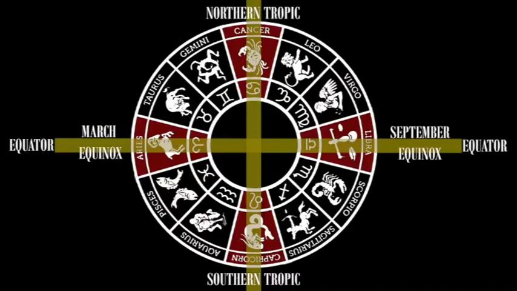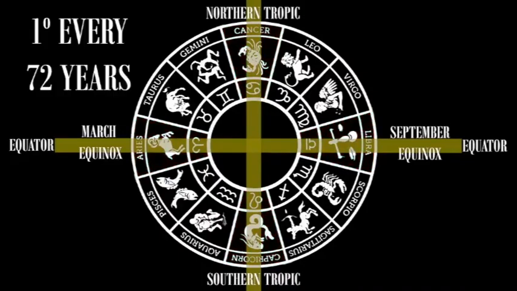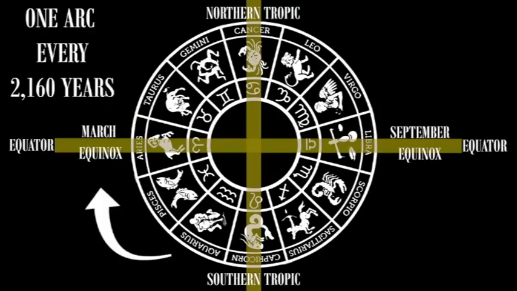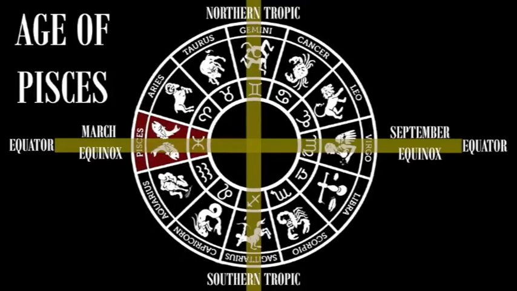Now the stars above us are revolving anti-clockwise from their usual fixed positions at 1 degree every 72 years, and a whole zodiac arc every 2,160 years. So let's jump 2,160 years to the age of Pisces. The sun is, of course, in Pisces during the March equinox. We have the Tropic of Gemini and Sagittarius, and the sun in Virgo during the September equinox.